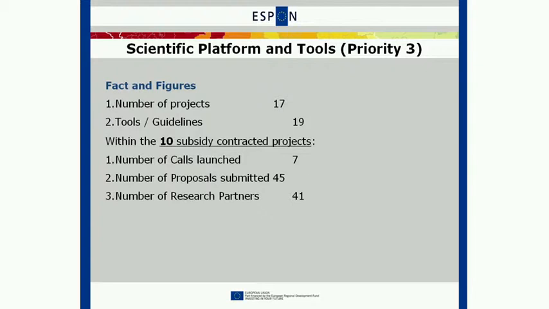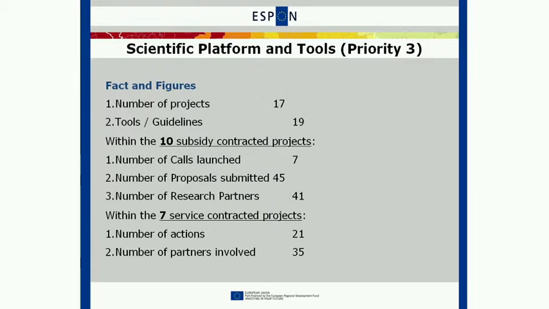Of these 17 projects, we have had 10 subsidy contracted projects. And this is what most of you have been used to. We have had 7 calls, 45 proposals submitted, and 41 research partners. But perhaps more importantly for the future, we have also been running 7 service contracted projects. We have had 21 different actions, and 35 partners involved.